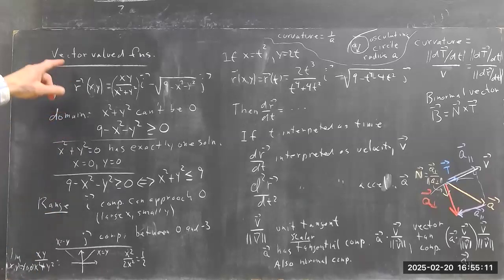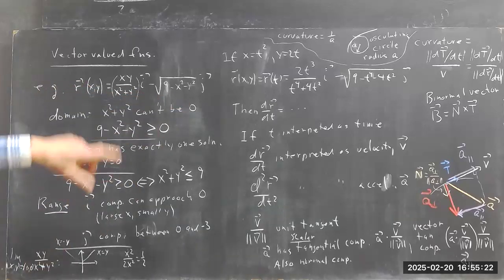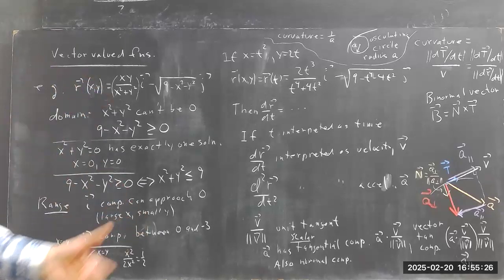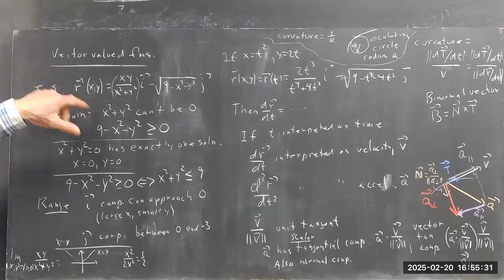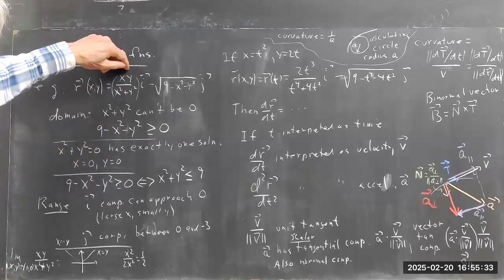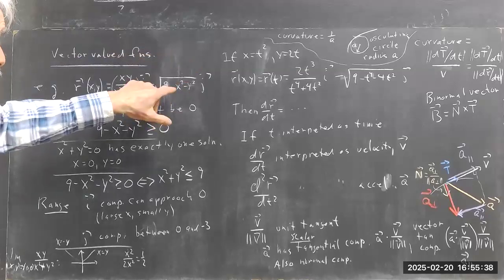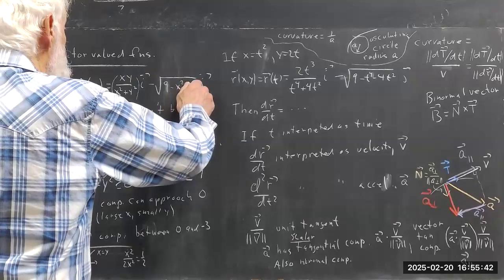Okay. Anyhow, talking about chapter 3. Now, we started out with vector valued functions. And as soon as I wrote the heading vector valued functions, I wrote down a typical example of a vector valued function. It's a function actually of two variables, x and y, but that's not too difficult to understand. So this r vector is defined to be xy over x squared plus y squared times the i vector minus square root of 9 minus x squared minus y squared times the j vector.